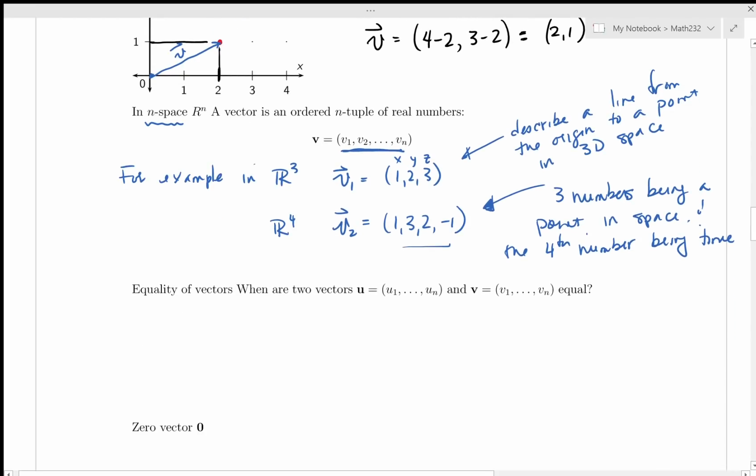Okay, so now moving along, we want to ask what it means for 2 vectors to be equal. So, equality of vectors: when are 2 vectors equal? The answer is when all of their components are equal.